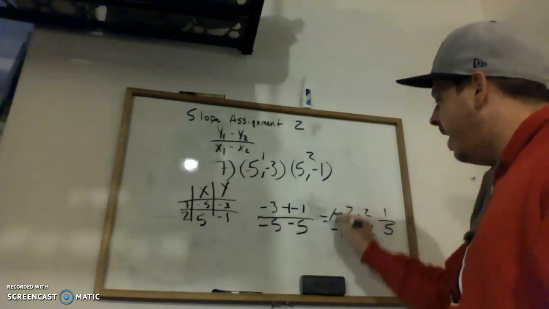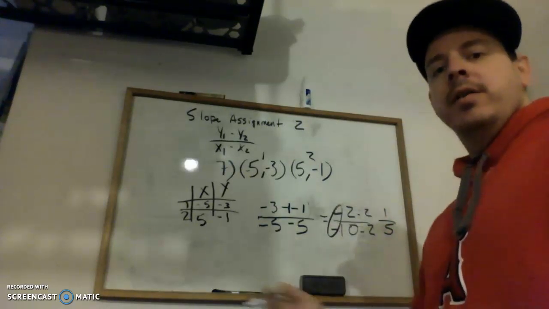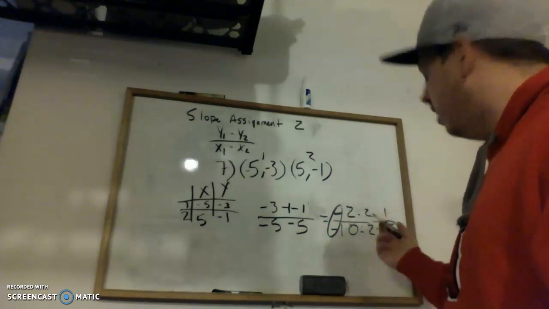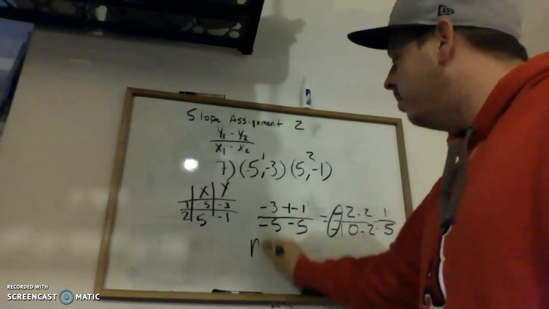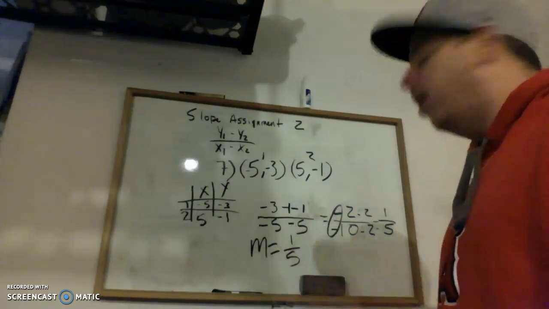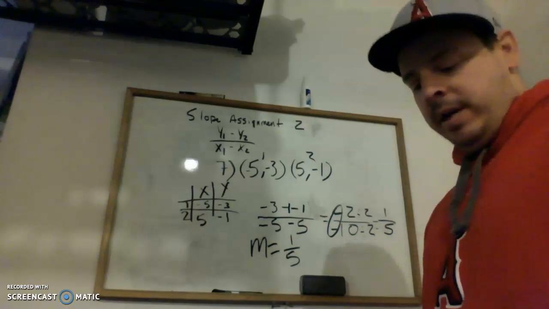All right. And then I have two negatives here. When you divide a negative by a negative, it equals a positive. So m, or my slope, will equal 1 over 5. And that's a positive number.